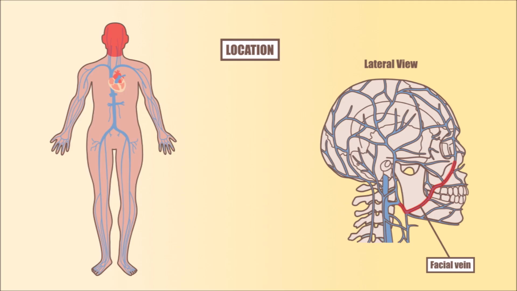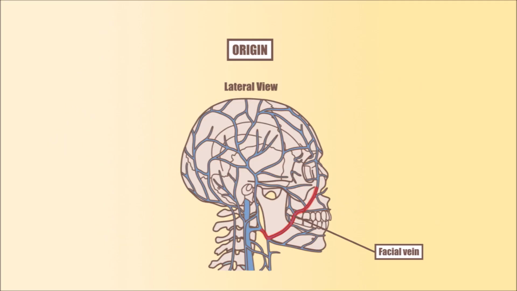Where does this vein originate? The facial vein originates as a continuation of the angular vein. The angular vein can be seen here highlighted in yellow.